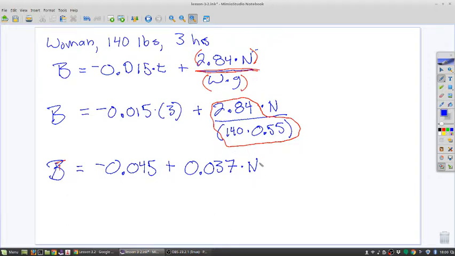And so if the person has no drinks, this says she should have a negative blood alcohol content. That's kind of weird, right? If we plug in 0, 0 times 0.037 is 0. So I could start my table here for number of drinks versus blood alcohol content 3 hours later. So if we had no drinks, we have a BAC of negative 0.045, which seems impossible.